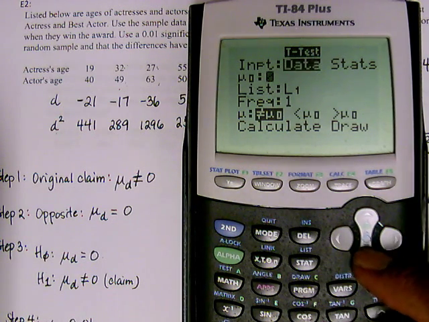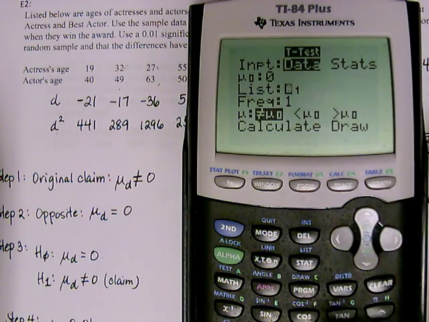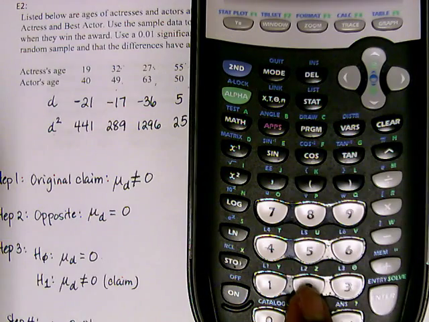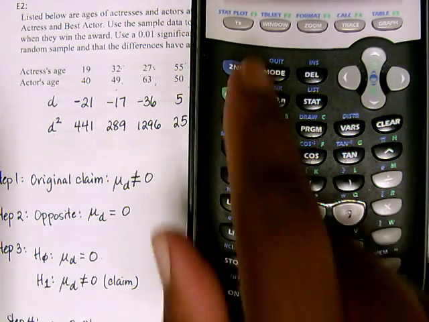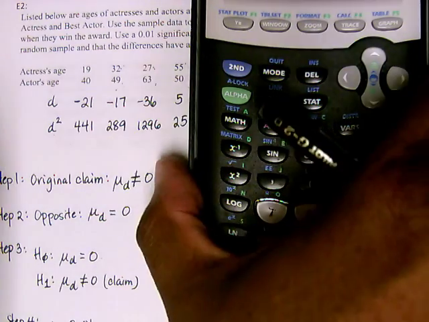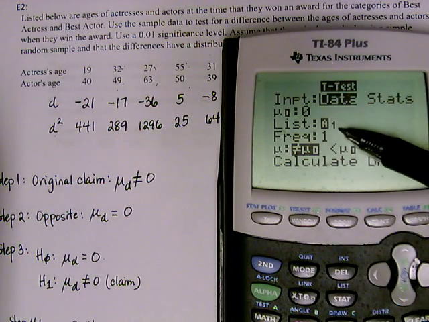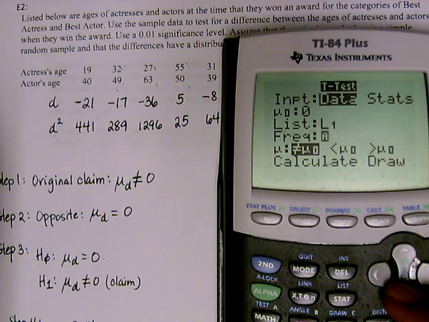Now, pressing the down arrow key, mu sub 0 is 0, so that's going to remain the same. That's the same as your null hypothesis. For list, L1 will remain the same. If you use L2 or L3, what you have to do here is press second and number 2 for L2, or second and number 3 for L3. But since I have it in L1, I'm not going to change this. The down arrow key, the frequency remains the same.